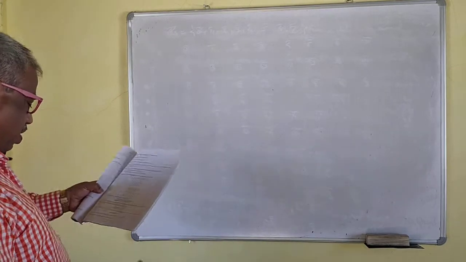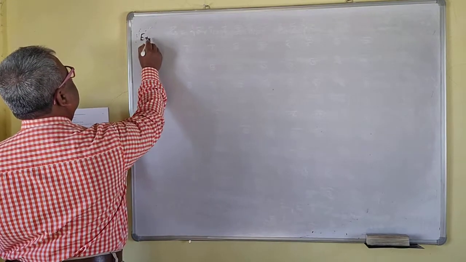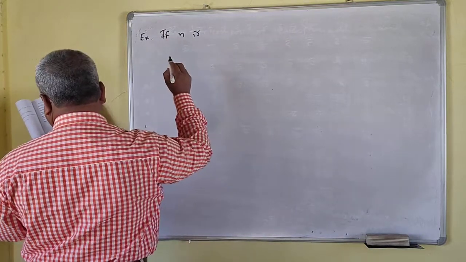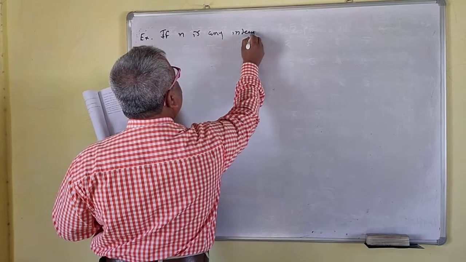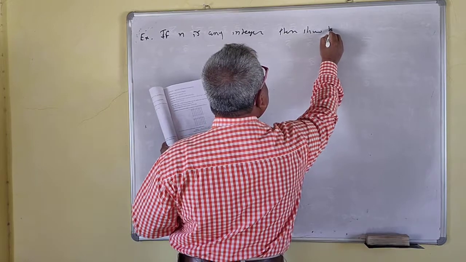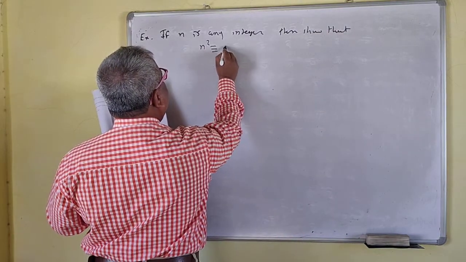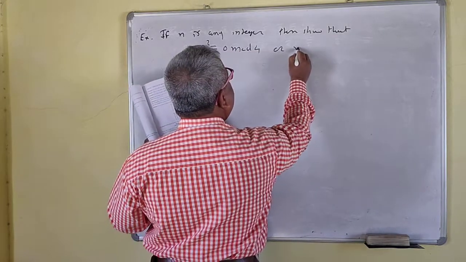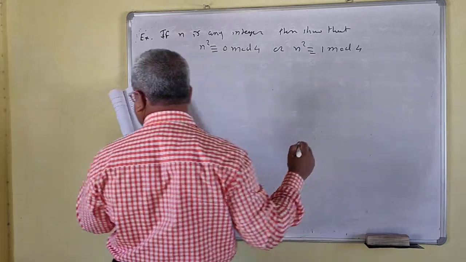Okay, so we'll do the next problem. Next example: if n is any integer, then show that n square is congruent to 0 mod 4, or n square is congruent to 1 mod 4.